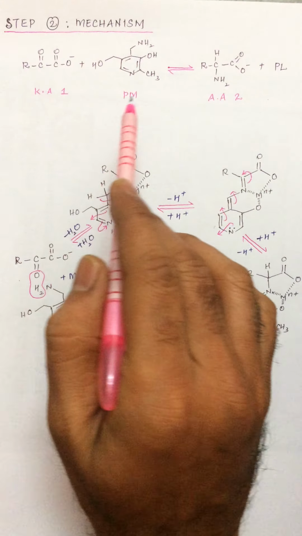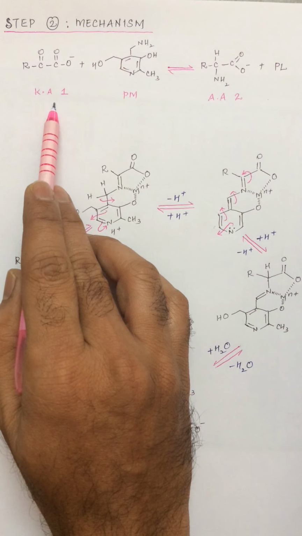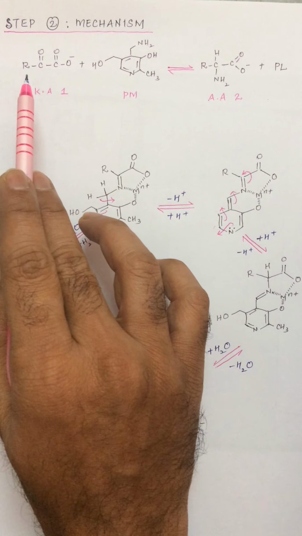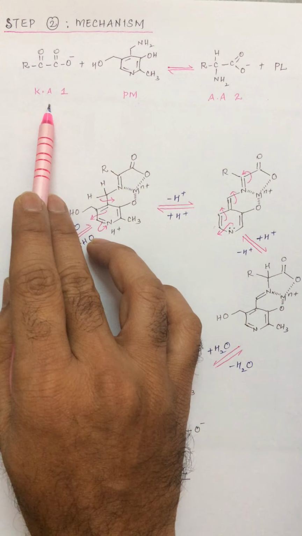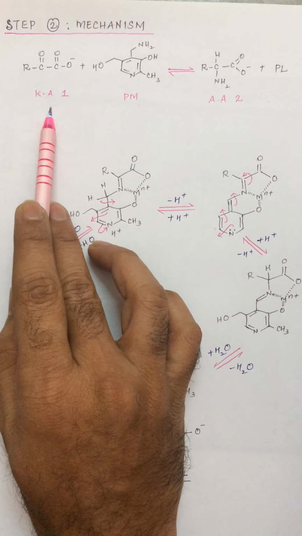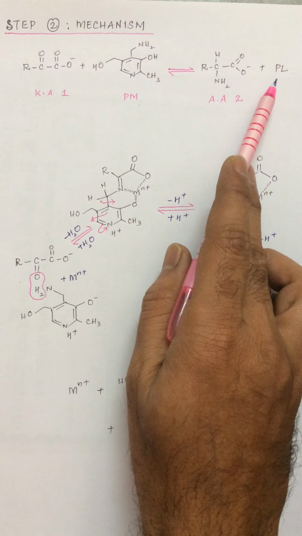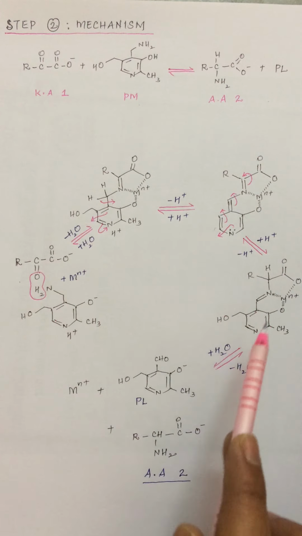Step 2 is also similar. In this case, now a keto acid 1 is involved. Whatever pyridoxal was involved in step 1 was converted into pyridoxamine. Now that pyridoxamine reacts with the keto acid 1, and this keto acid 1 is converted into an amino acid 2, where the pyridoxal is regenerated. The steps involved are similar.